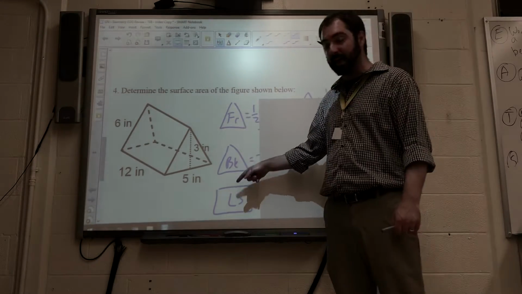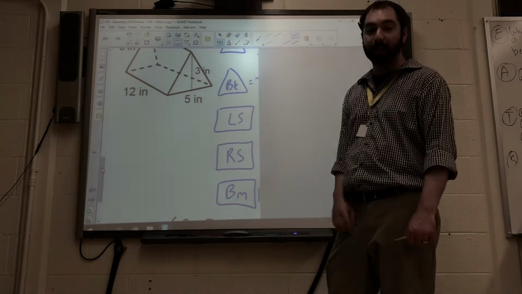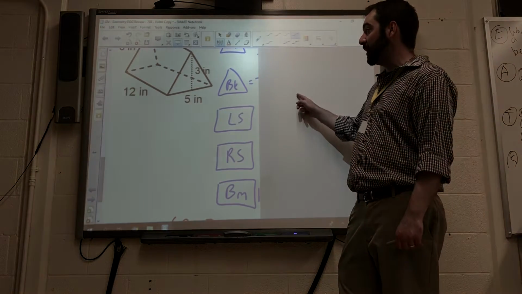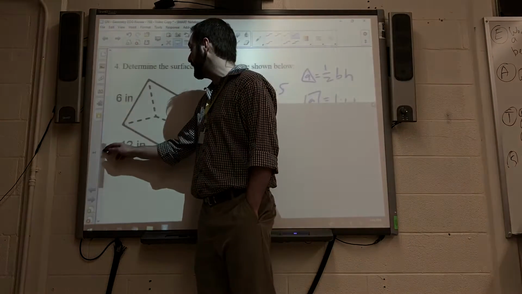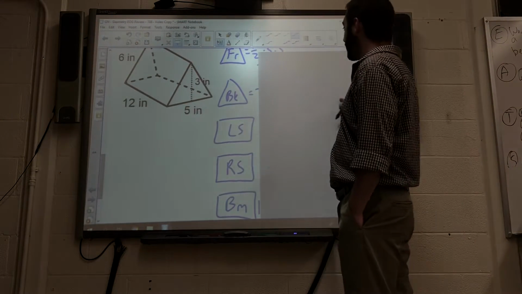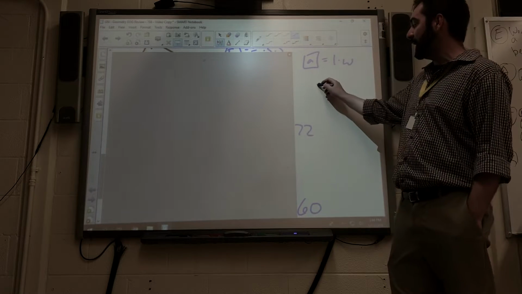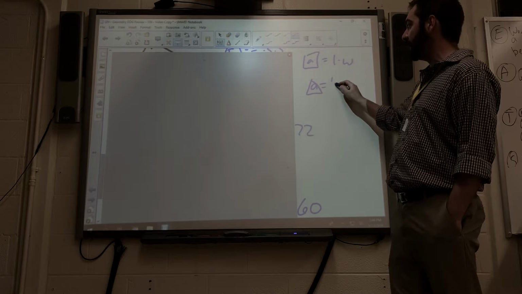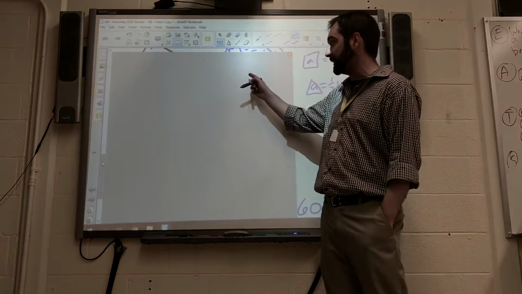I know that there's a front and a back triangle. I also know that there's a left side, right side, and a bottom rectangle. From there, well, how do I find the base and the height? I know 1/2 base times height would give me my area. So again, first thing, I listed my 2 formulas I need. Area is length times width, and area is 1/2 base times height. So these are my 2 formulas because I have triangles and rectangles.